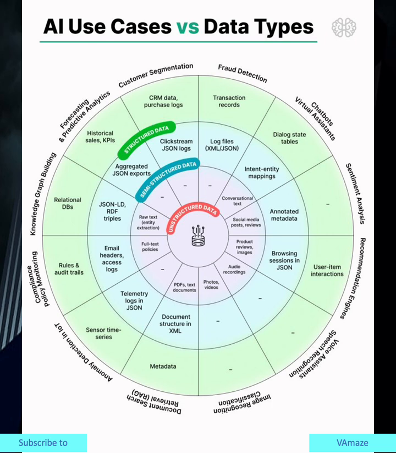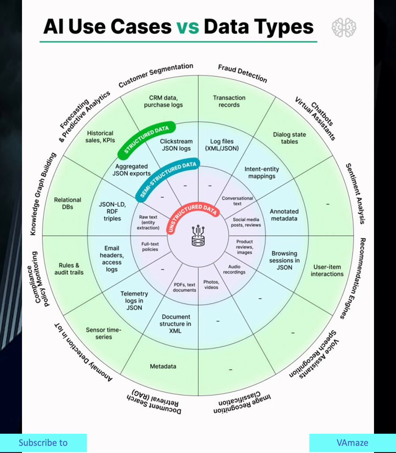Predictive maintenance with sensor time series. Industrial IoT data streams enable sophisticated failure prediction models that can save millions in equipment downtime. Customer segmentation with CRM data plus purchase logs. The combination of structured customer data with behavioral logs creates rich segmentation possibilities. The complex orchestrations.